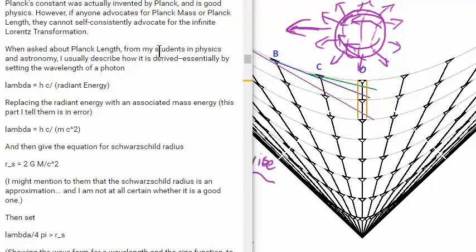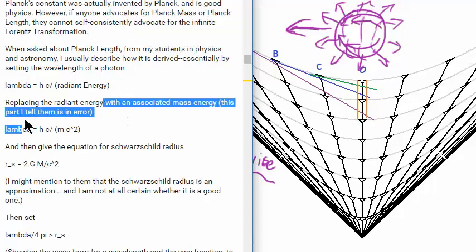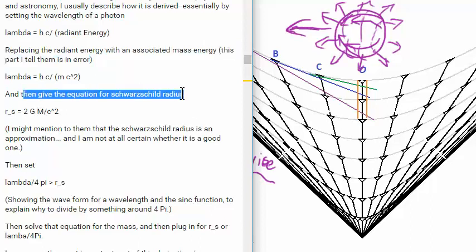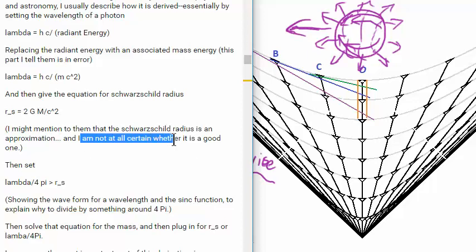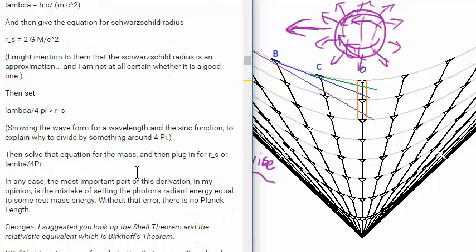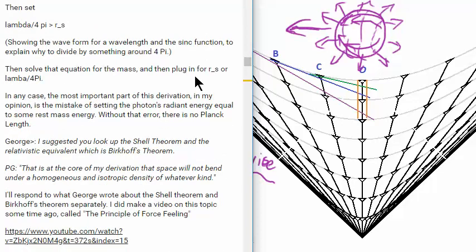When asked about Planck length from my students in physics and astronomy, I usually describe how it is derived, essentially by setting the wavelength of a photon, replacing the radiant energy with the associated mass energy. This part, I tell them, is in error. Lambda equals hc over mc squared, and then give the equation for the Schwarzschild radius. And I might mention to them that the Schwarzschild radius is an approximation, and I'm not all that certain whether it is a good one. Then set lambda over 4 pi greater than r sub s. Then I show the waveform for the wavelength of the sinc function to explain why to divide by 4 pi. Then solve that equation for the mass and plug r sub s in or lambda over 4 pi.